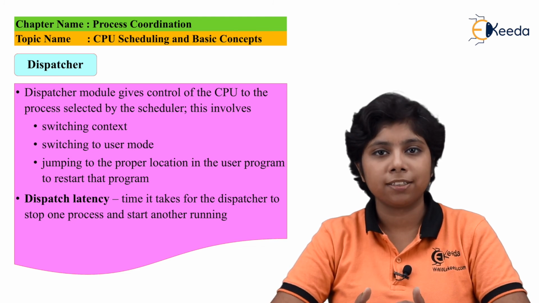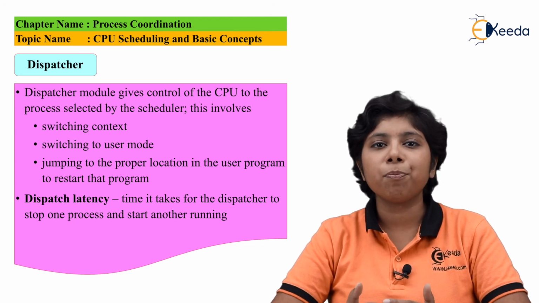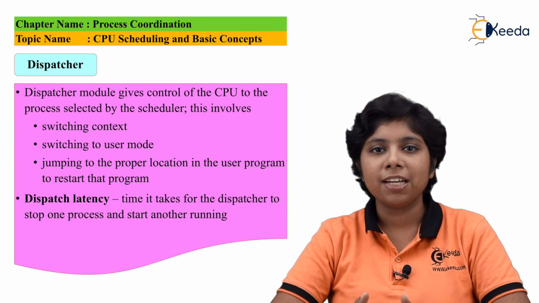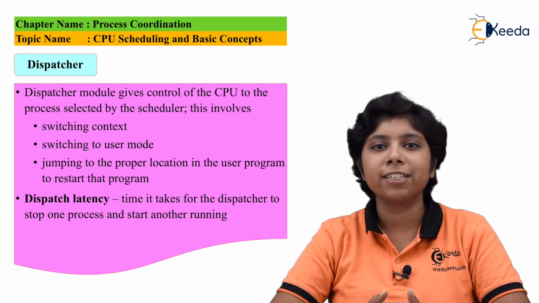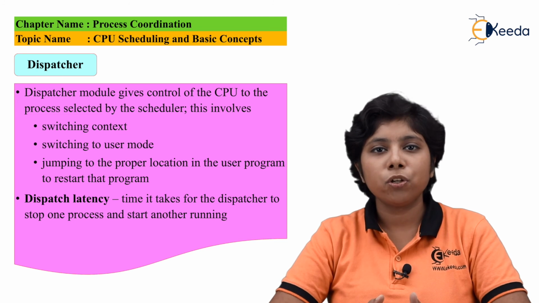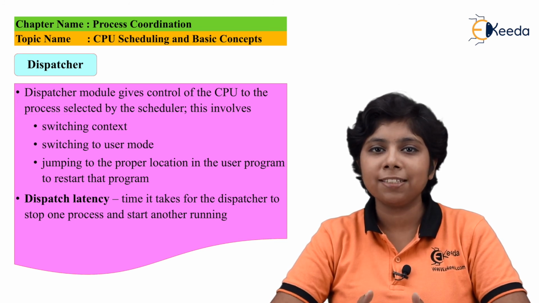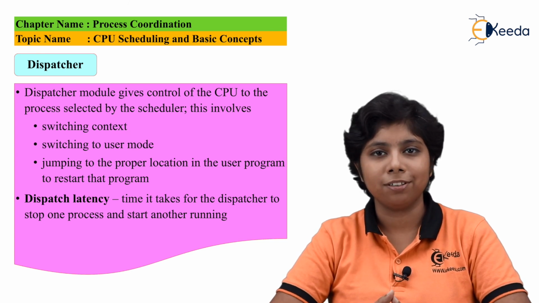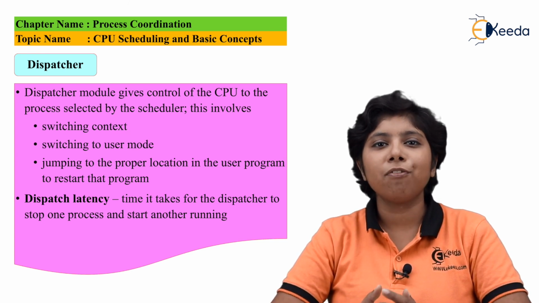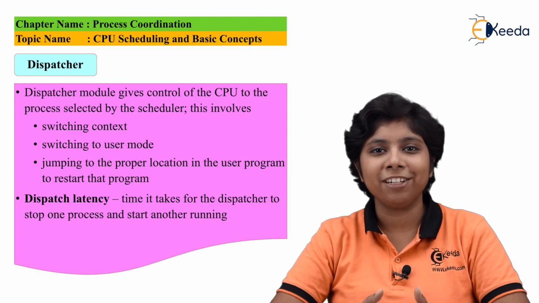The dispatcher should be as fast as possible because it is invoked every time a switch between contexts is required. The time between the stopping of one process and the starting of another is known as the dispatch latency. So there should be minimum dispatch latency, handled by the dispatcher and followed by the CPU scheduler. That is all for the basic concepts of CPU scheduling.